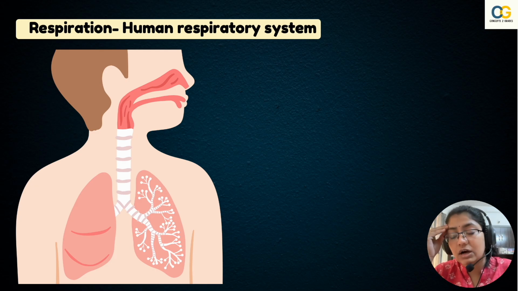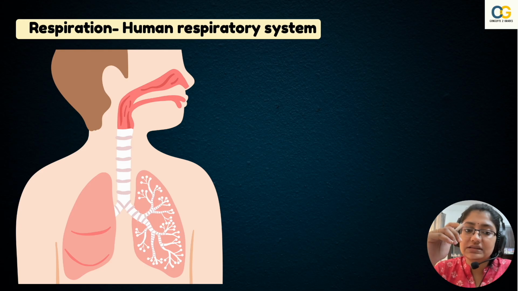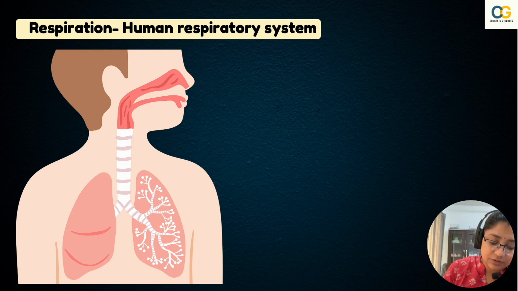Till now we have seen how important oxygen is to get energy. Ultimately the goal was to get energy. So to get energy, we need oxygen. Now how our human body gathers this oxygen is very important. Our human body gathers this oxygen through the respiratory system that is present in our body. And let us see how the respiratory system works.